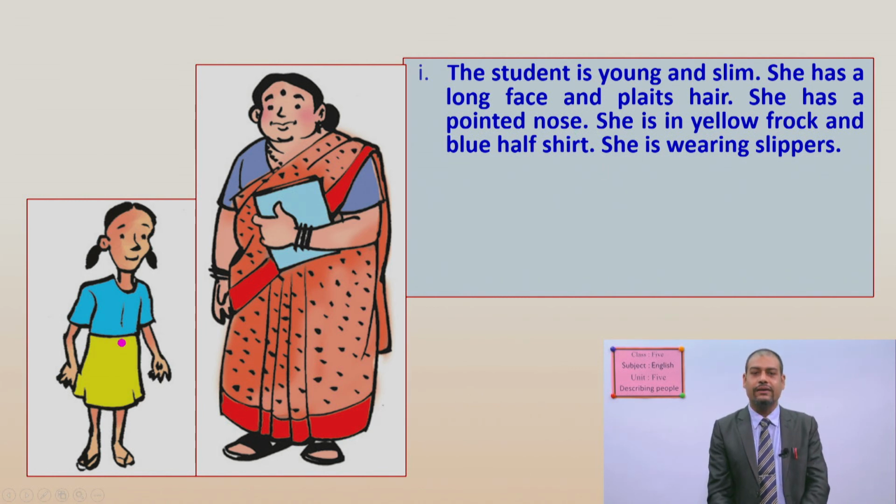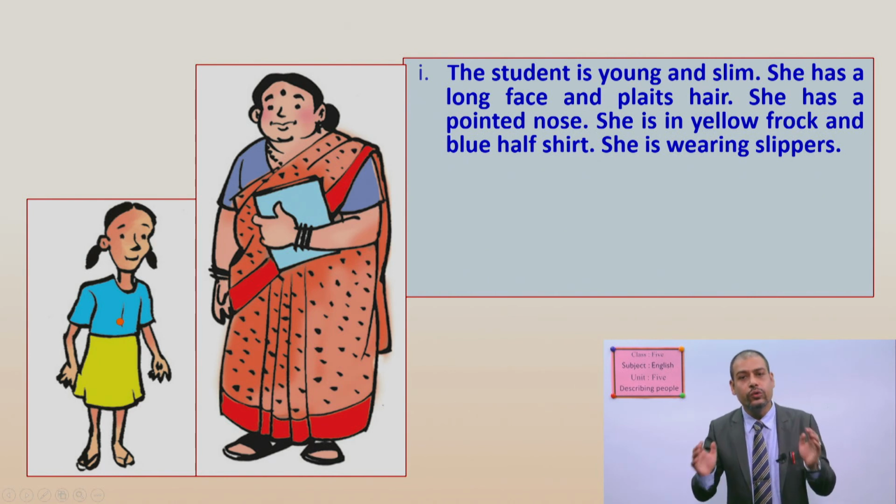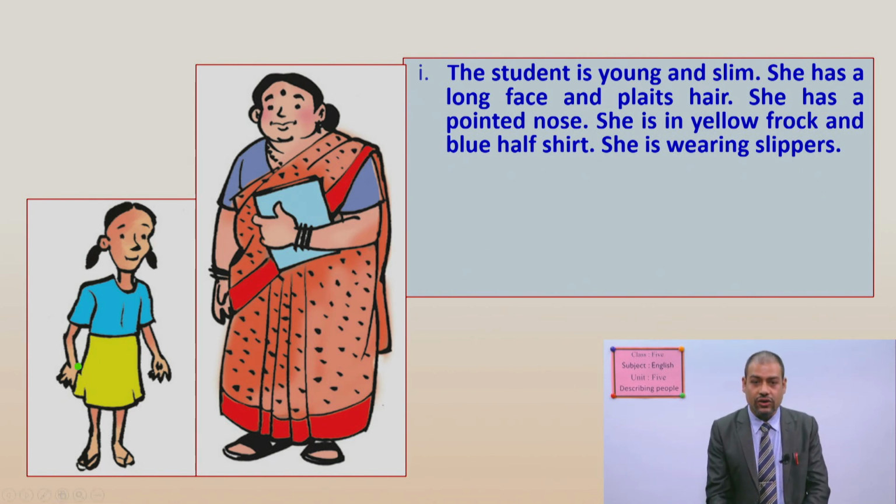All right. Now I am describing her dress, and it is, she is in yellow frock. See, look at her frock. She is in yellow frock. The color of her frock is yellow, okay? Then, and blue half shirt. She is wearing half shirt, and that is in blue color, okay? That is how I am describing this girl. And at the same time, I have described her slippers also. See, she is wearing slippers. She is not wearing shoes. She is wearing slippers. This is how I describe this girl. And in this description also, look at, I have described her body, I have described her, let's say, face, I have described her hairstyle, I have described her nose, likewise you can describe her eyes, you can describe her chin, you can do so, okay?